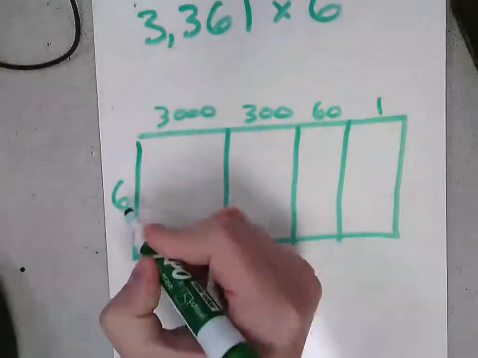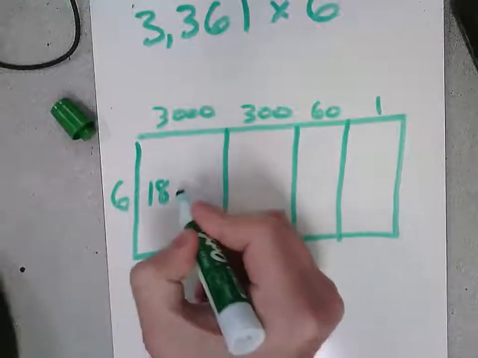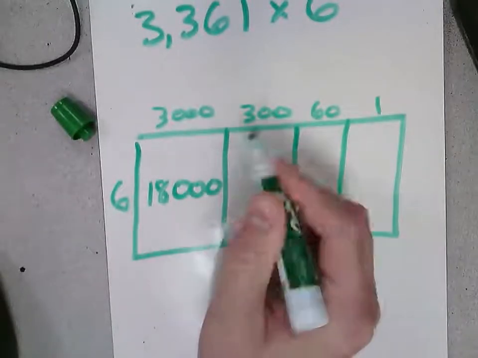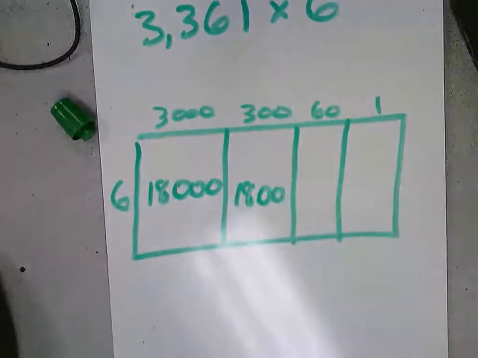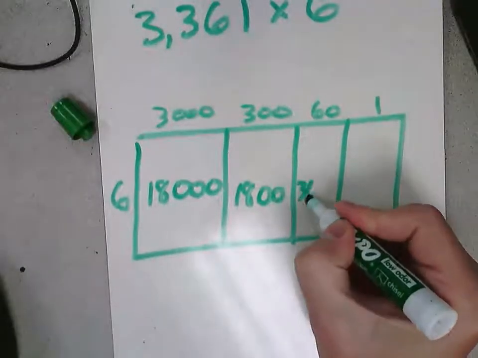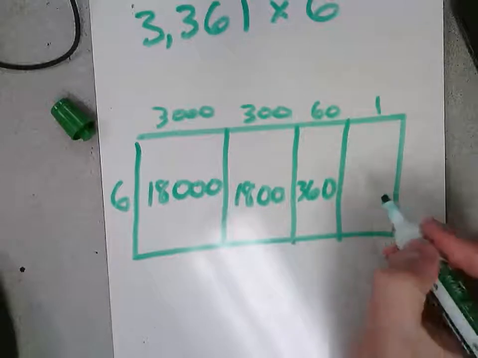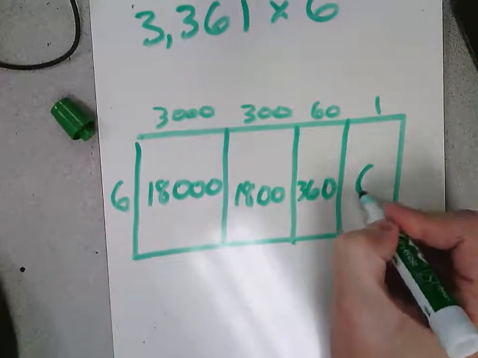6 times 3,000 is 6 times 3 is 18 thousands, okay? 18,000. 6 times 3 again is 18, but this time it's hundreds, or 1,800. 6 times 6 is 36 tens, right? Because that's 6 tens, looks like 360. And 6 times 1, any number times 1 is itself, so it is 6.